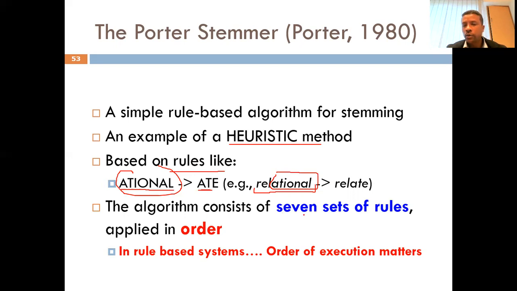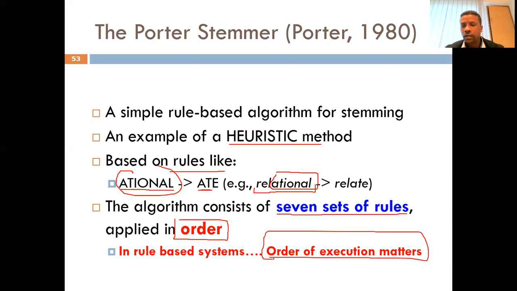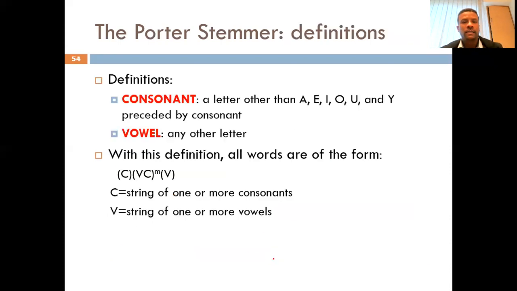So the algorithm consists of 7 sets of rules. And in each of these, there are multiple steps. 7 rules, and in each of them there are many steps. And mind you, in a rule-based system, the order of execution is very important, which means the way you execute the rules is very important, like rule 1, then rule 2, then rule 3. Then within rule 1, step 2, you cannot jump from one to the other. So in a rule-based system, order of execution is very crucial for its success.